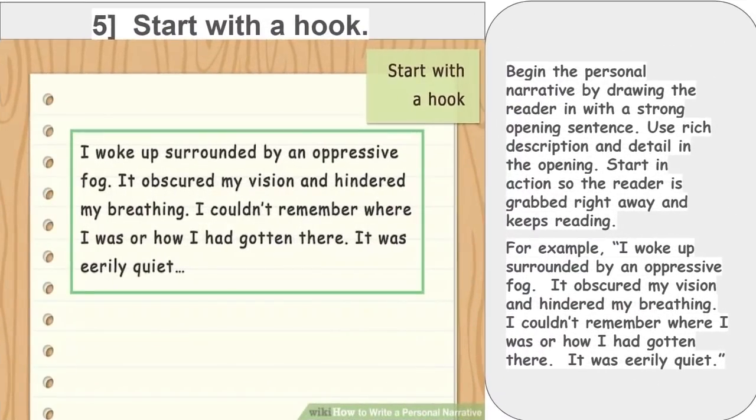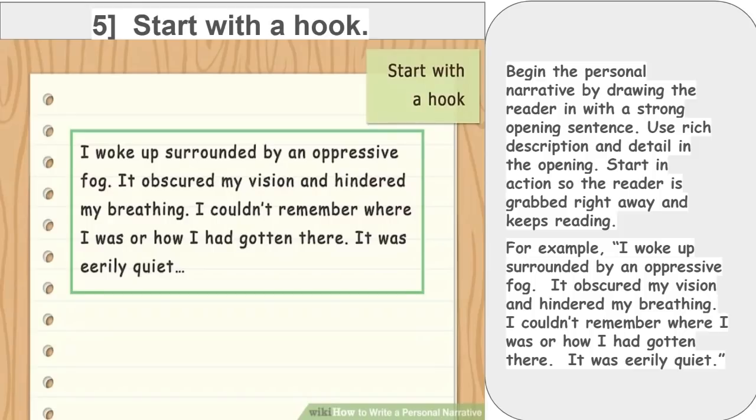Number 5, start with a hook. Begin the personal narrative by drawing the reader in with a strong opening sentence. Use a rich description and detail in the opening. Start in action so the reader is grabbed right away and keeps reading.